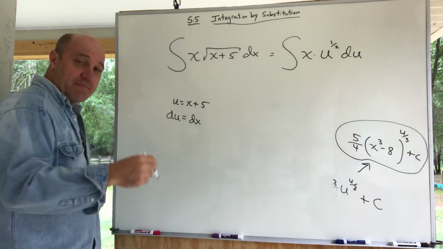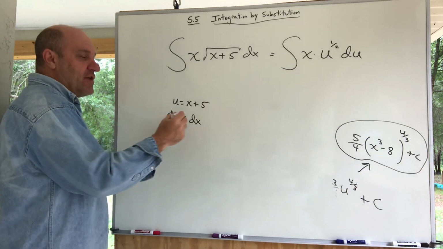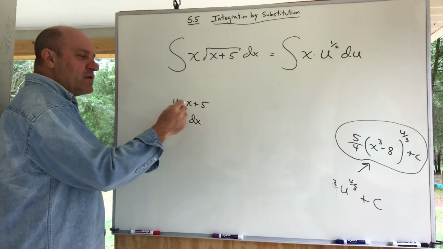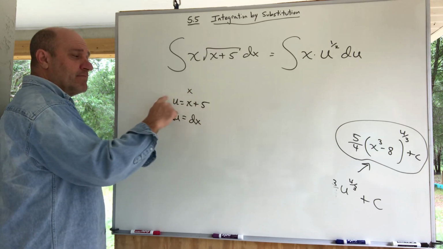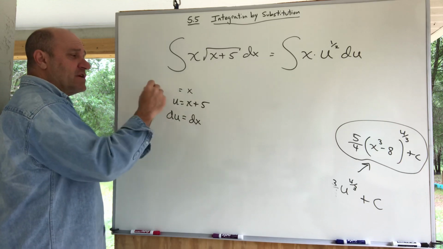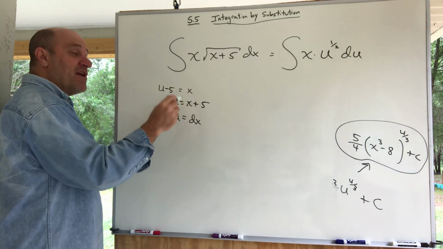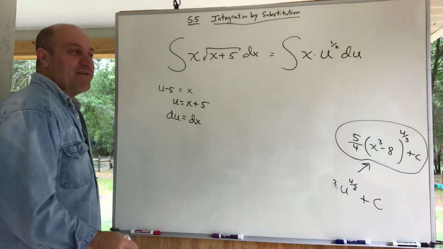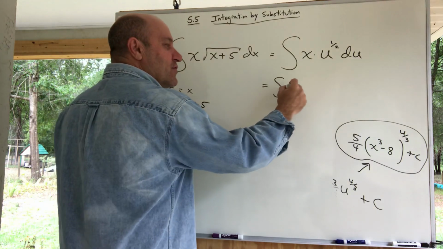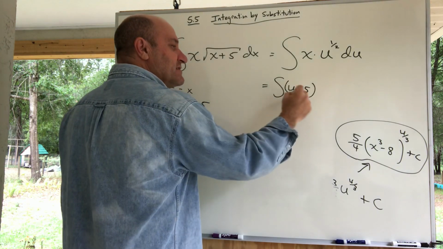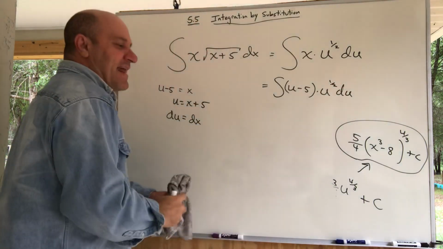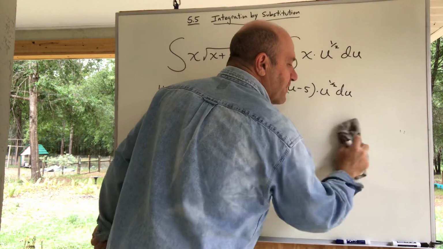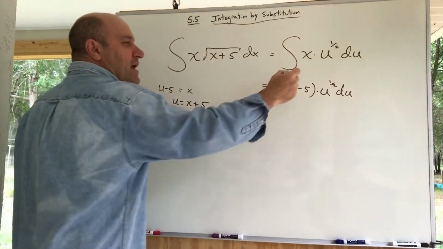I got to turn everything into u's. Well, sometimes you have to get a little creative. You have to go back to this. If you let u equal x plus 5, then what does x equal? Move the 5 over. x equals u minus 5. Now you can replace the x. You can replace the x with u minus 5 in parentheses times this u to the 1/2 du. Okay, now it's not dangerous anymore. It was dangerous there for a second.